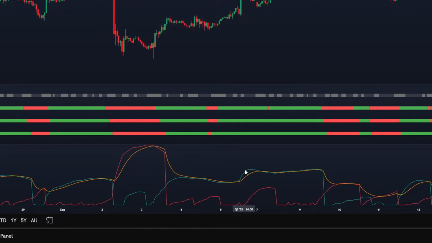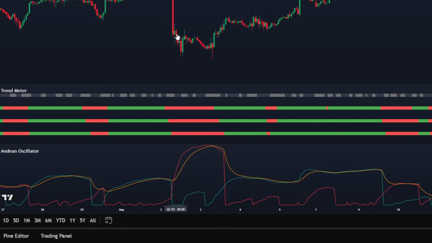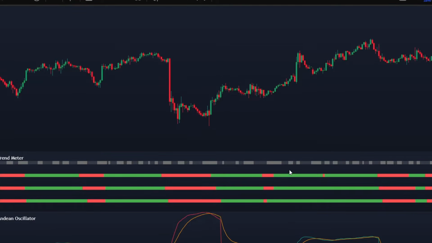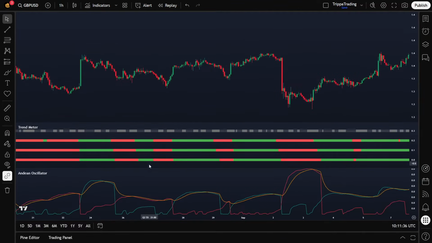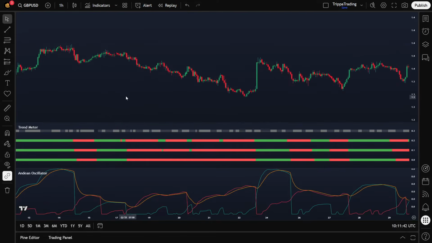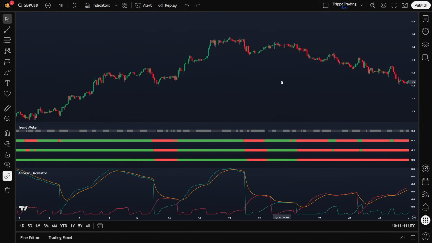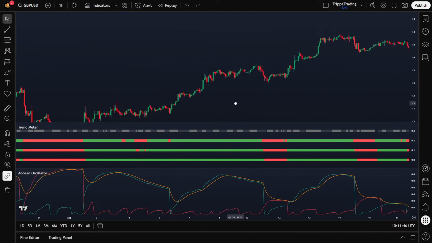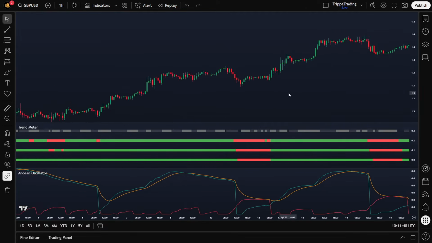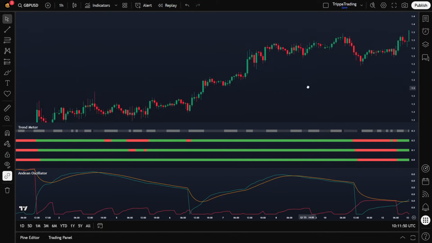When the green line is above the other 2, it shows an uptrend. When the red line is above the others, it signals a downtrend. And when the orange line is on top, the market is consolidating or ranging. This filter perfectly complements our EMA trend meter because it tells us when not to trade. Now let's put everything together and talk about how to actually trade with this setup. Let's start with a buy trade example.